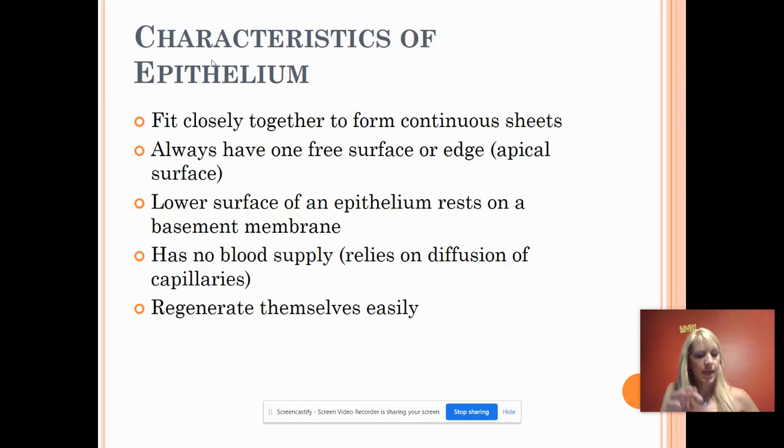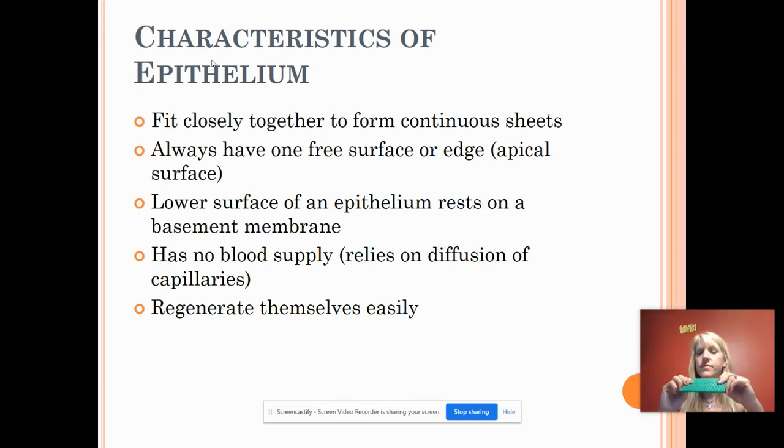All right, so here are the main characteristics of epithelial tissue. They form together to form continuous sheets. So like, see how those are Legos? See them? Continuous, there are no gaps there. Or like this. They form continuous sheets. They always have one free surface.